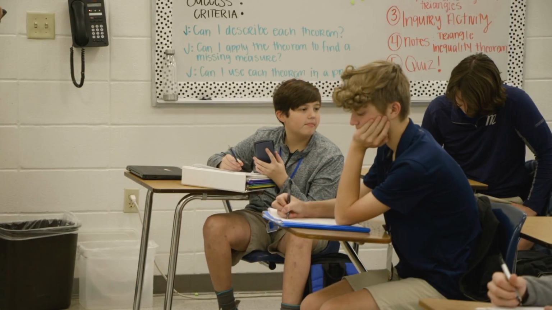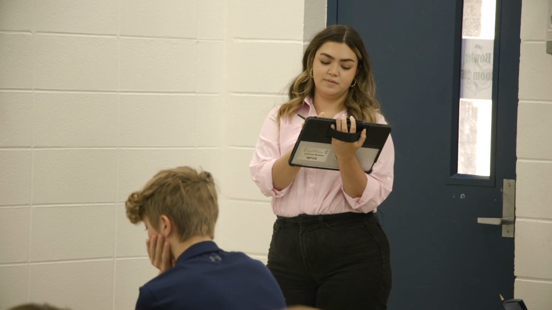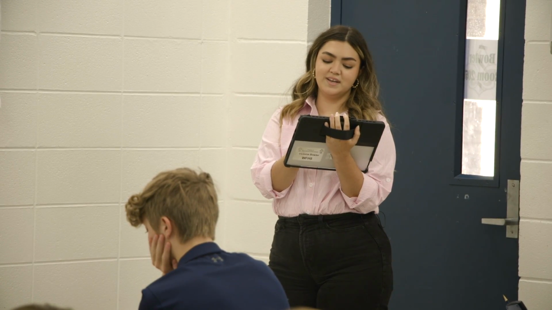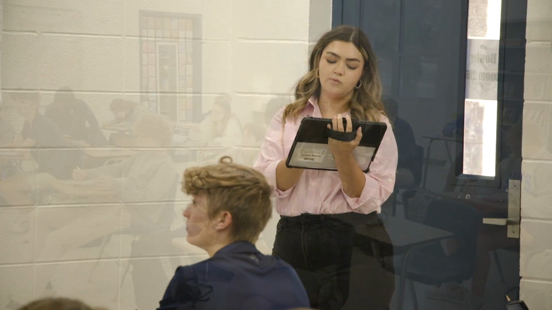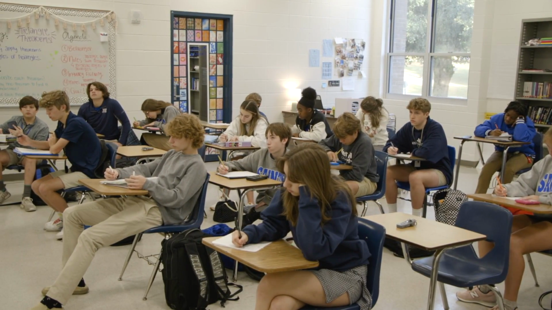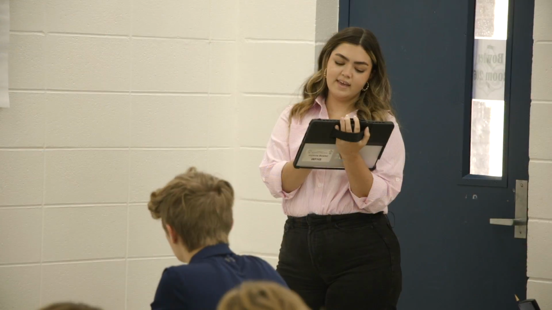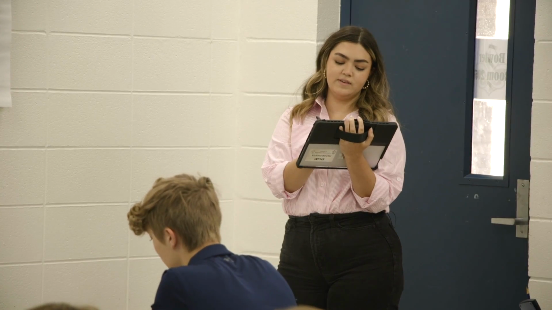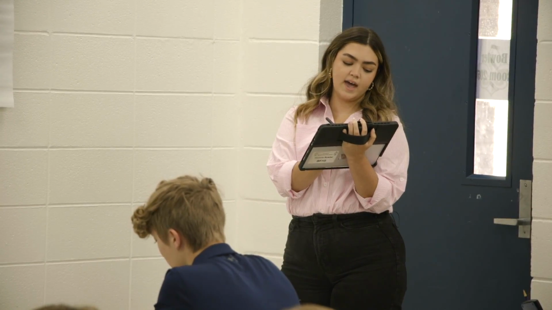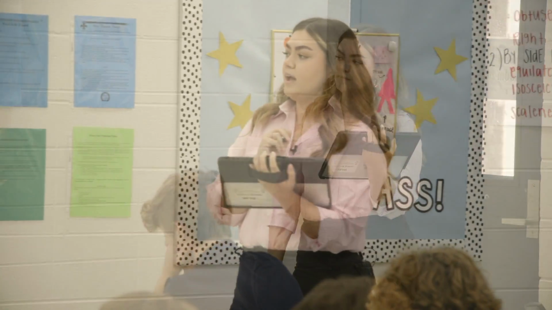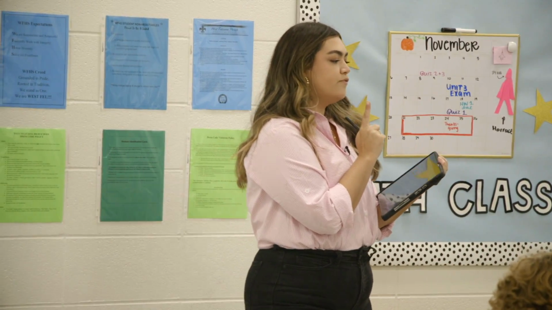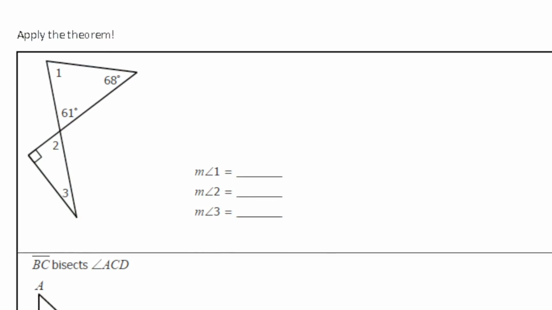So 61 plus 68 is? 129. 129 plus x is equal to 180. And when I subtract 129, I get what? I get 51 is equal to x. And that is what my angle 1 is going to equal. And then I have one more angle I need to solve for. I need to solve for angle 3 on the bottom triangle.